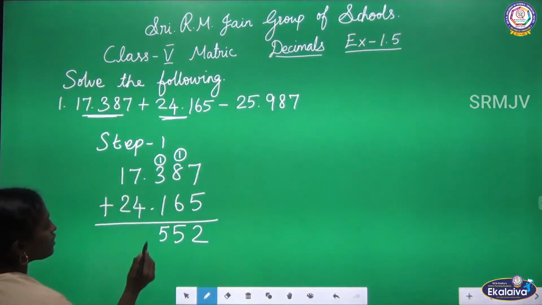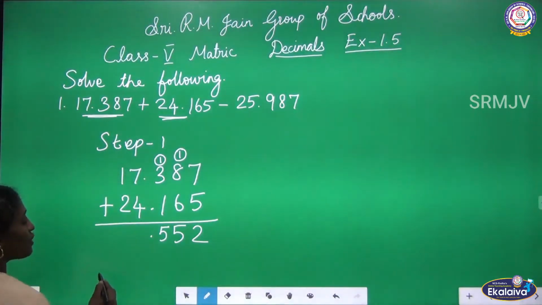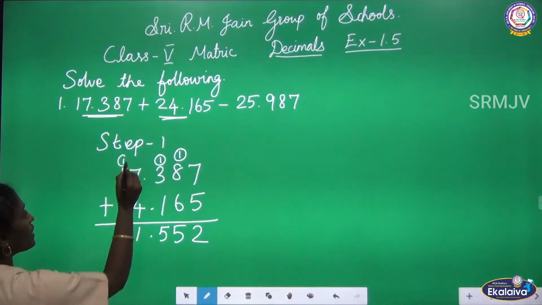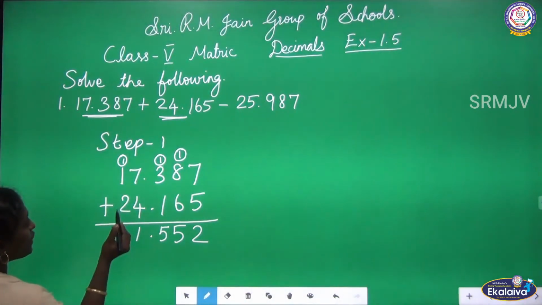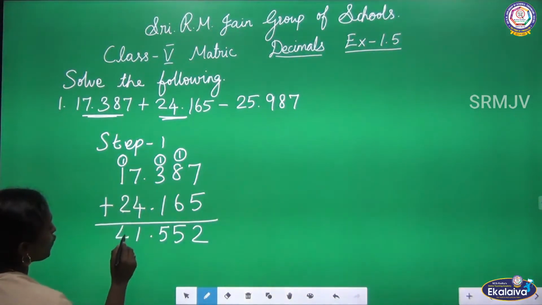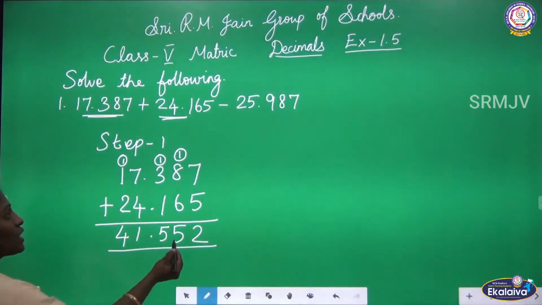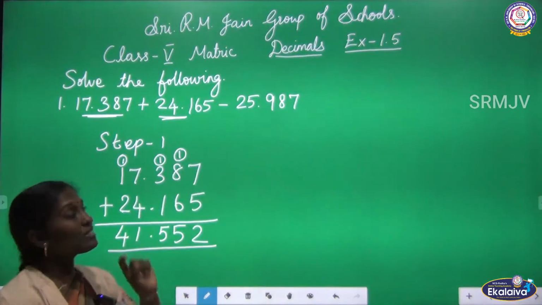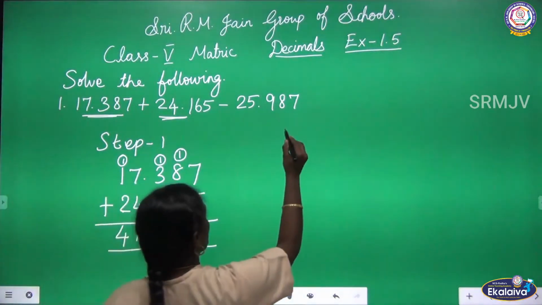Before adding the whole number part, we have to keep the decimal point here. 7 plus 4, that is 11. 1 here, 1 carry over to the next place. 1 plus 1, 2. 2 plus 2, 4. Now we got 41.552. From this answer, we are going to subtract the third number in step 2.